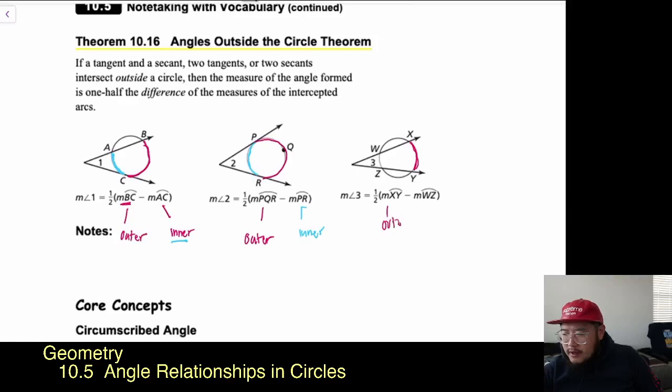And then we have right here WZ, that is the inner. And so that's the measure of angle 3, equal to 1/2 the outer, XY, minus the inner, WZ. Okay, so all three, whether you have two tangents, two secants, or a tangent and a secant, you take the outermost arc minus the innermost arc in relation to the angle.